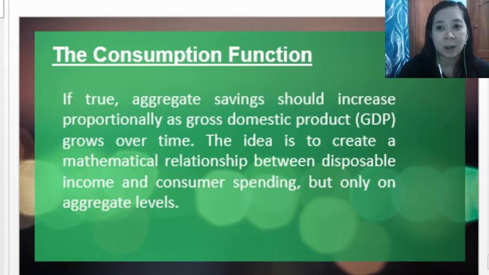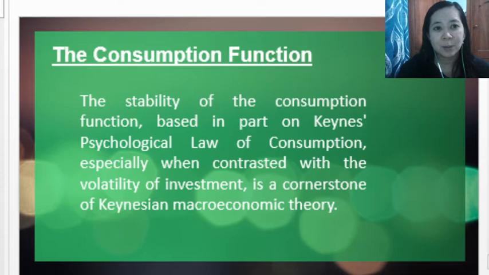Although this is also composed of individual consumer spending and disposable incomes, we are looking into the macro level. The stability of the consumption function, based on Keynes' psychological law, when contrasted with the volatility of investment, is a cornerstone of his macroeconomic theory. This is how he defined the concept and formulated the idea of the consumption function.